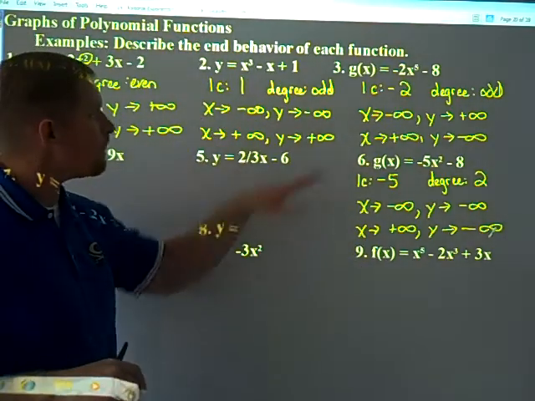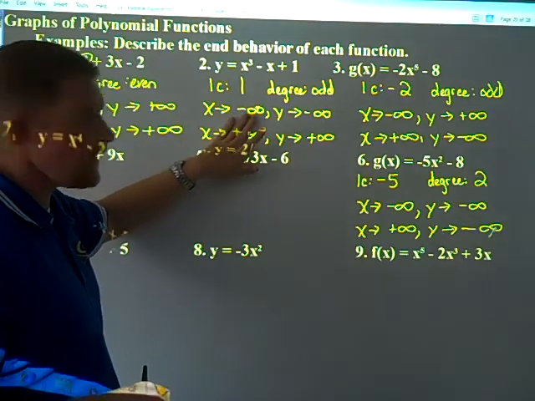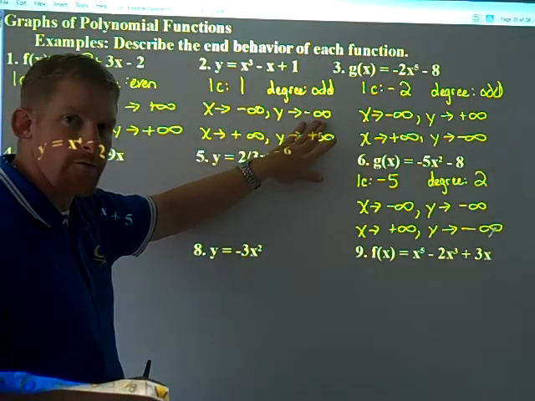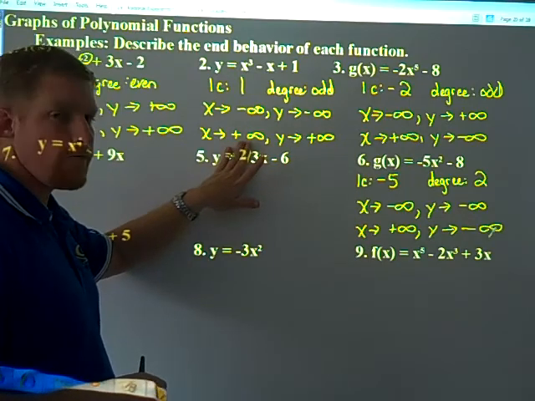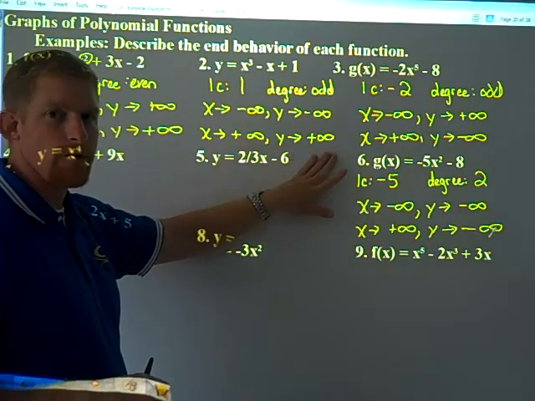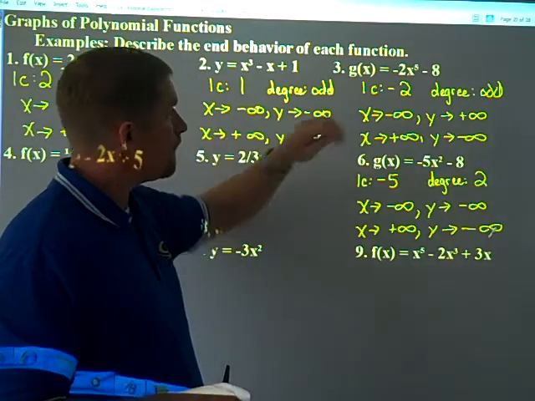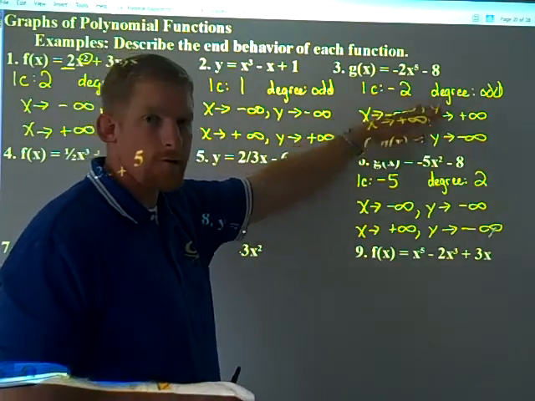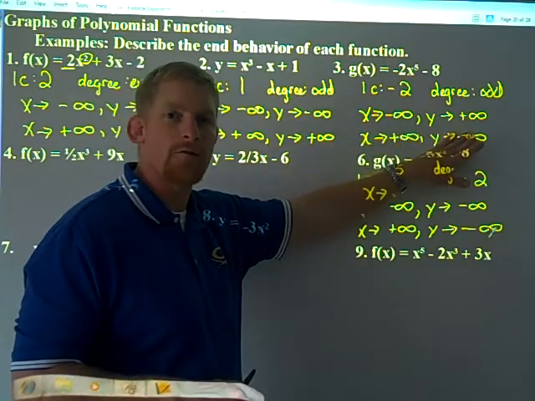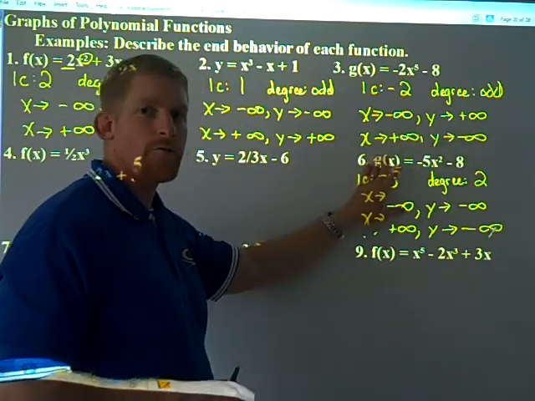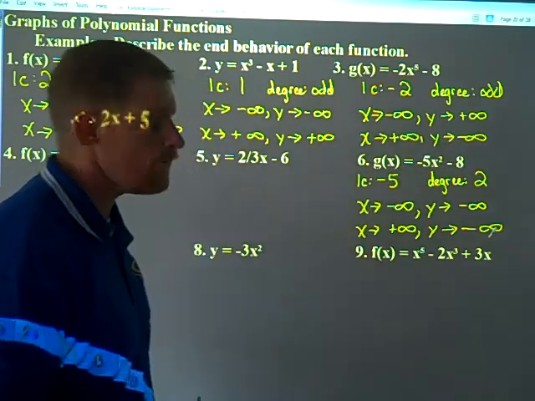If the degree is odd and the leading coefficient is positive, as x approaches negative infinity, y approaches negative infinity. And as x approaches positive infinity, y approaches positive infinity. If the leading coefficient is negative and the degree is odd, as x approaches negative infinity, y approaches positive infinity. And as x approaches positive infinity, y approaches negative infinity.